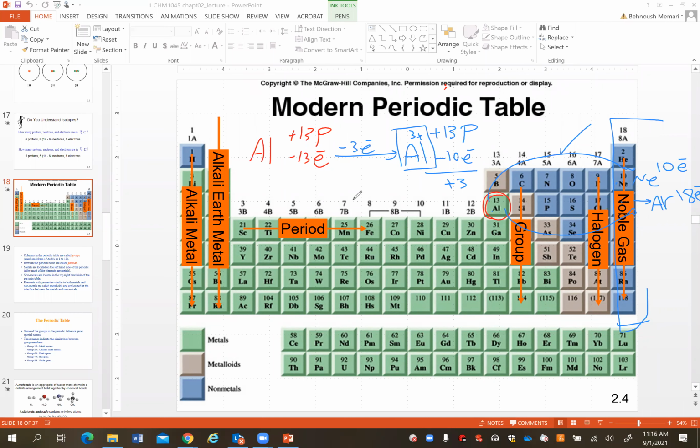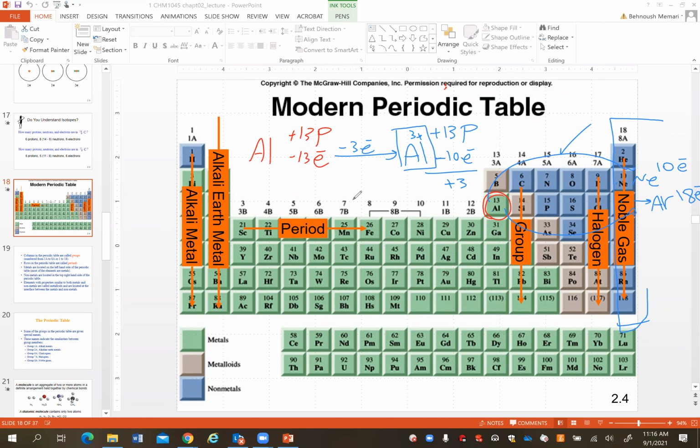8 protons. Oxygen has 8 protons. And since it has 8 protons, it is understood that it also has 8 electrons. Okay, 8 protons, 8 electrons, no charge, 0 charge.